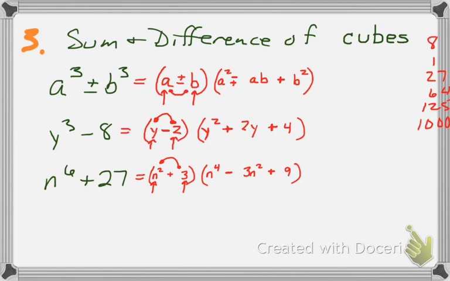And if you took this red mess and you distributed this and combined your like terms like we learned in 6.2, you'd get this as an answer. You would get that. We're not changing what we're dealing with. Okay? We're factoring it.